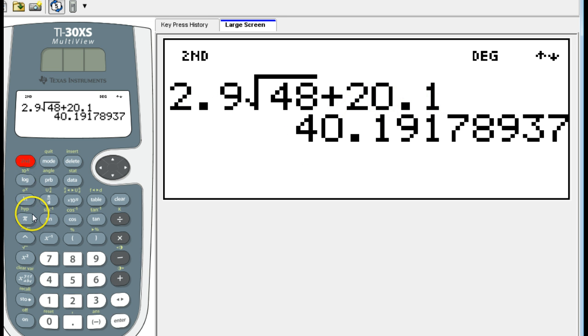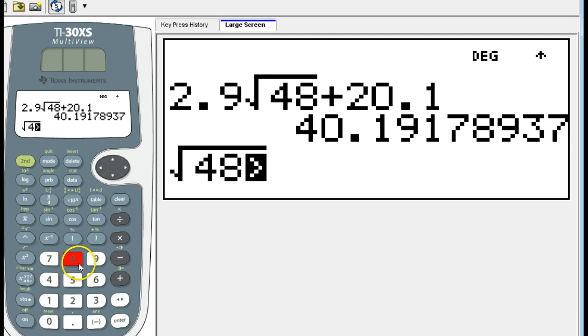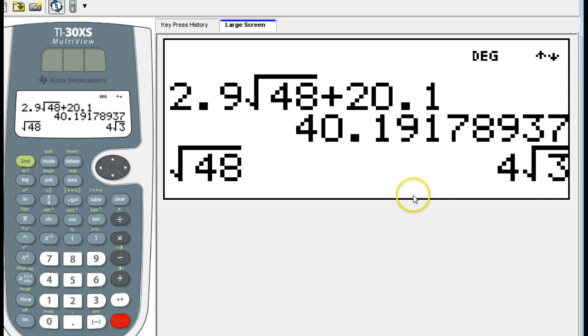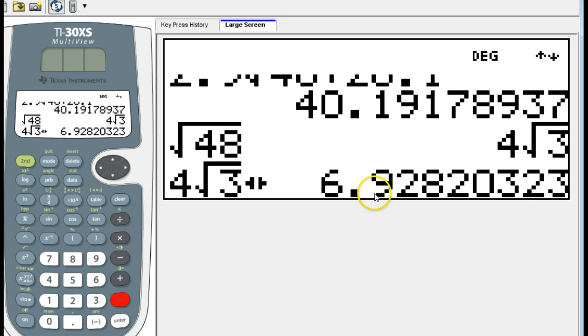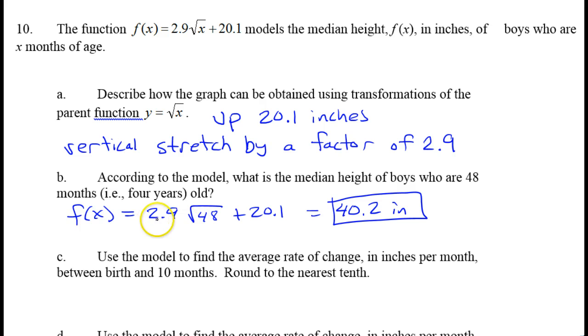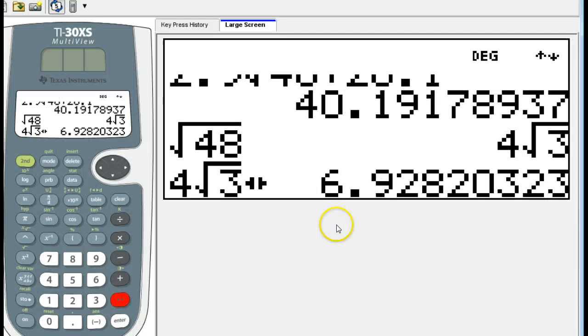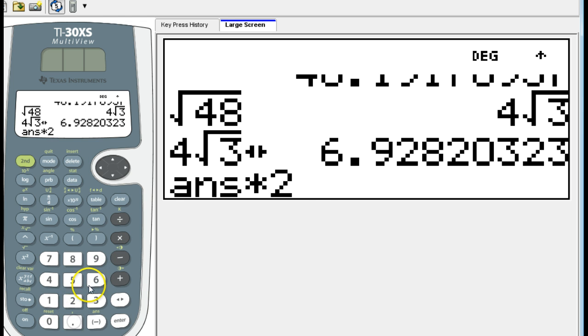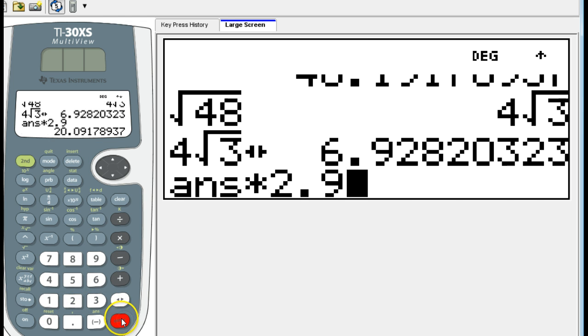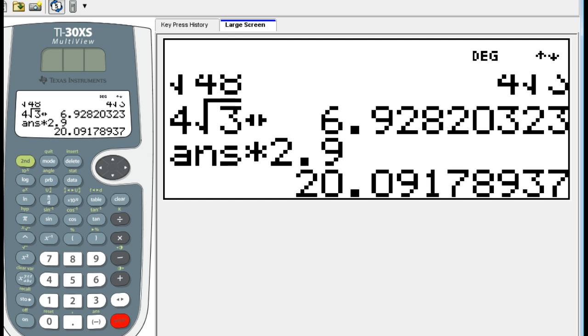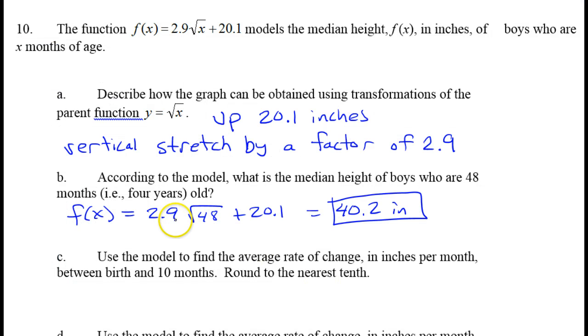Okay, so here I go. I'm going to take the square root of 48, which I could do on a basic calculator. Okay, it wouldn't give me that. It would give me this decimal. Now I'm going to multiply that by the 2.9. So I've got this in the calculator, so I'm just going to go times 2.9 and hit enter. So now I've got this. And so I've taken the square root, I multiplied by 2.9.